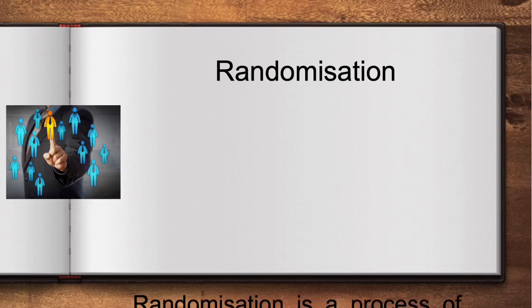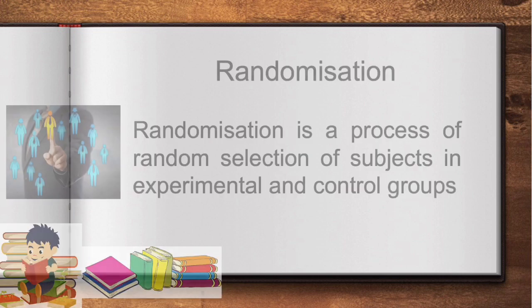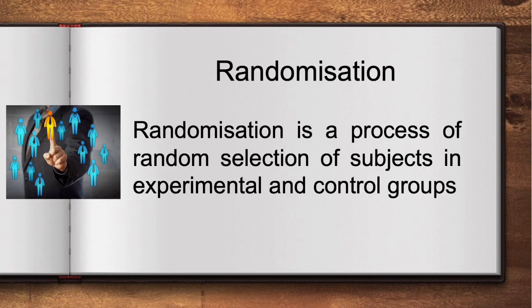The third and the last characteristic is randomization. Randomization is a process of random selection of subjects in experimental and control group, where every subject has an equal chance of being assigned to the experimental or control group. Why do we do random selection? Because it eliminates the chances of selection bias in the research. No bias occurs in selection, that's why we do randomization. It makes experimental and control groups homogeneous and equal.